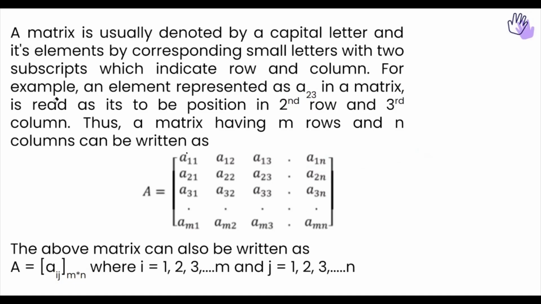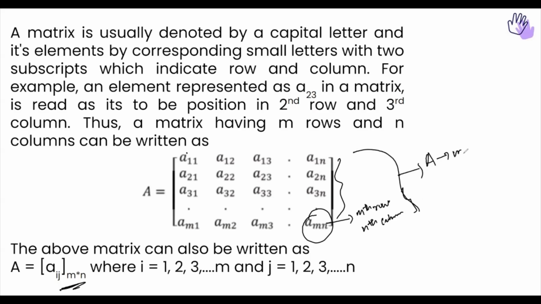So the above matrix can be written as A equal to aij, m by n, where i equals 1, 2, 3 and so on till m, and j equals 1, 2, 3 and so on till n. Why is i equal to 1, 2, 3 and so on to m? Because there are m rows, right? From this you could see the last element is on the mth row and nth column. That means that is the last element. So this particular matrix A has m rows and n columns.